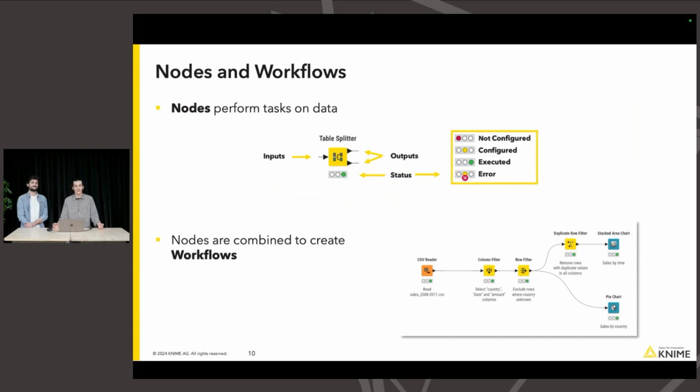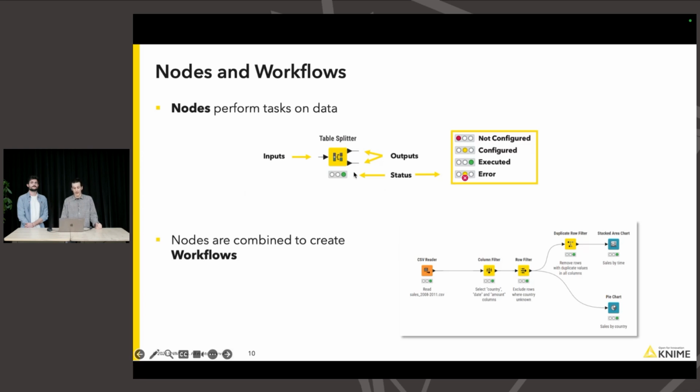They're called nodes. Here on the top of the slide, we see a node that performs a specific function. In this case, it's called a table splitter. And we see the data coming from the left, flowing into the node through the input port on the left. The data is then being transformed within the node, and then it is output on the right side, and it flows out through the output ports.